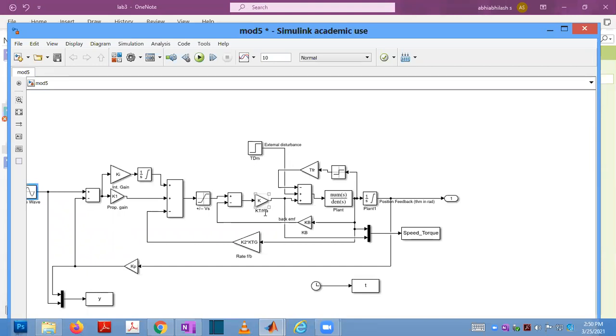So here the torque is coming at this point, and the friction values are subtracted from the torque. So this torque is taken and the speed is taken, and this is called the speed torque. So the first line is speed and the second line is torque.